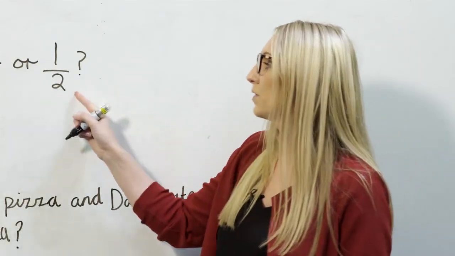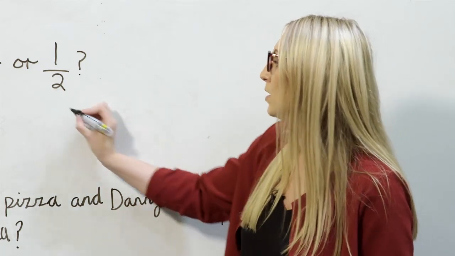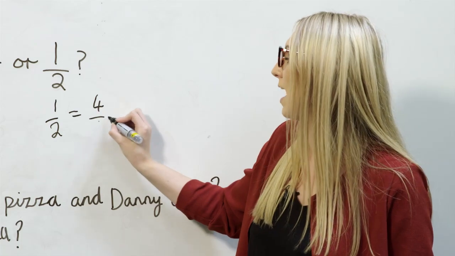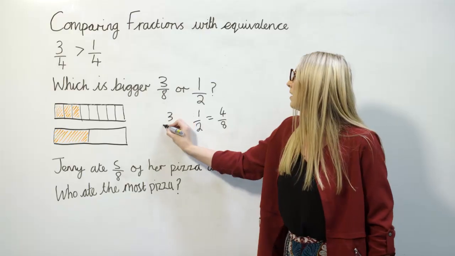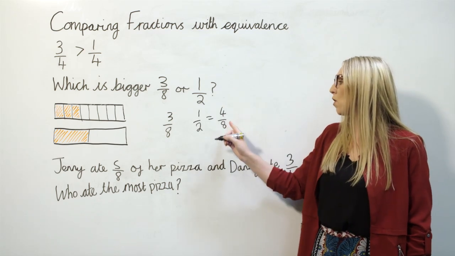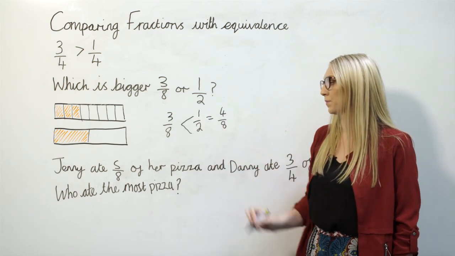I need to make both of the denominators the same to compare them, so I'm going to find an equivalent fraction for a half, which would be 4/8. Now the denominators are the same, I can compare both of them. So I can see that 4/8 is greater than 3/8.